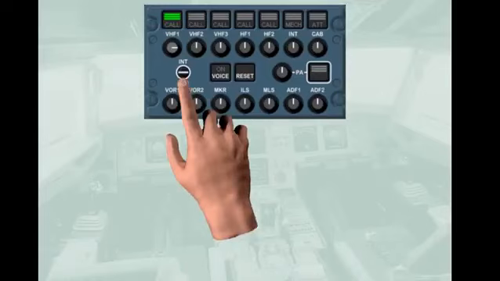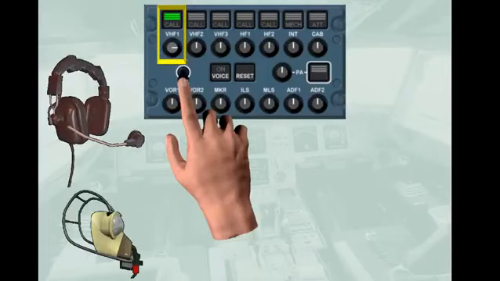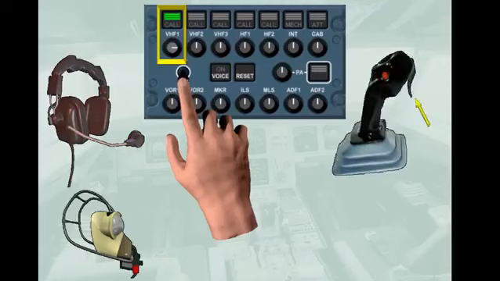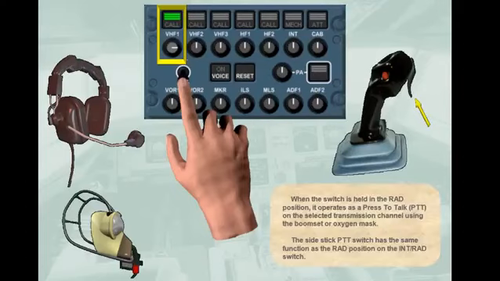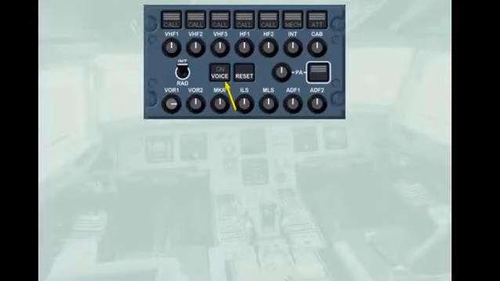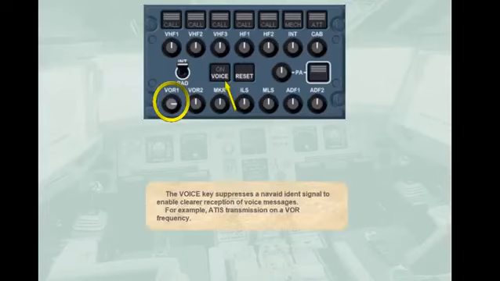When the switch is held in the radio position, it operates as a press-to-talk (PTT) on the selected transmission channel using the boom set or oxygen mask. The side stick PTT switch has the same function as the radio position on the INT/RAD switch. The voice key suppresses a nav-aid ident signal to enable clearer reception of voice messages, for example, ATIS transmission on a VOR frequency.